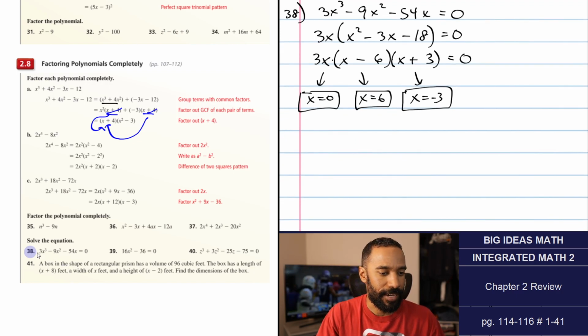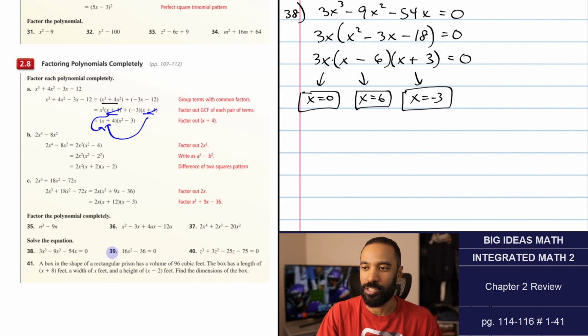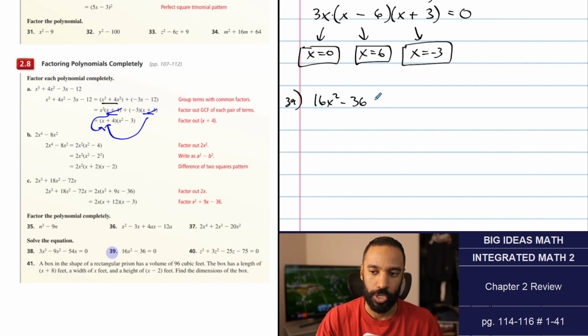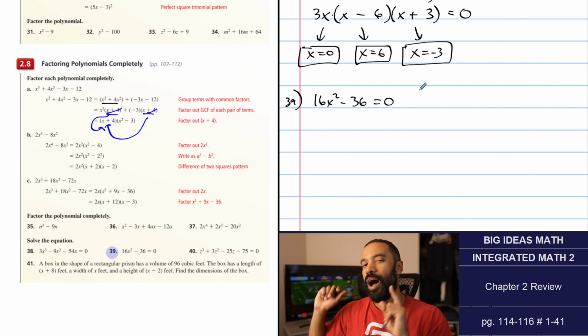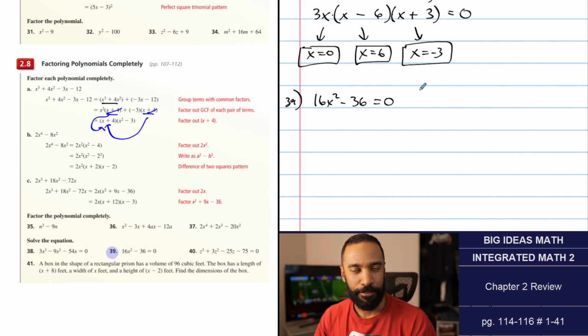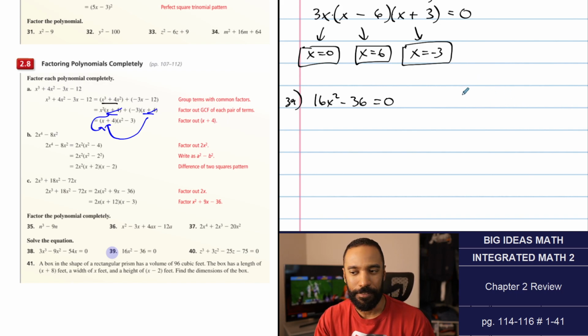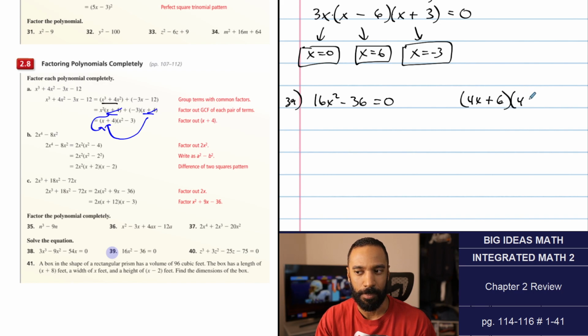Number 39, 16x squared minus 36 equals 0. Off the bat, it is already a difference of 2 squares. Maybe you notice by it being 2 terms. Maybe you notice because of the 16 and 36 and all that. So it is a difference of 2 squares. This would be a 4x plus 6 times 4x minus 6.